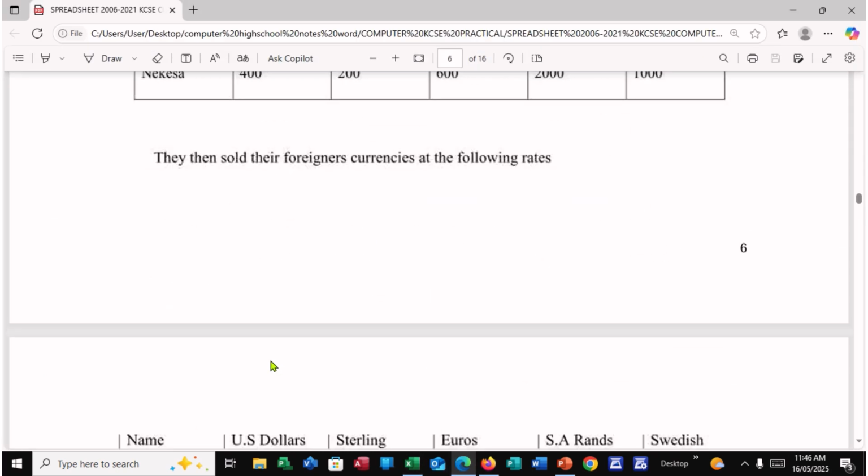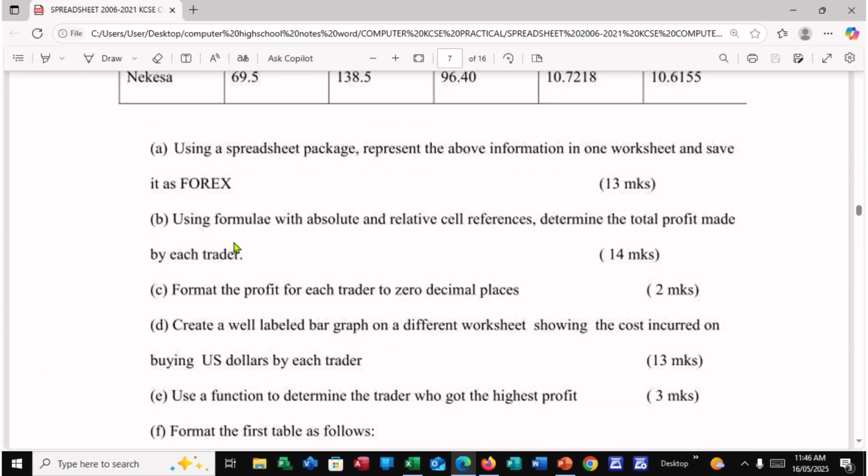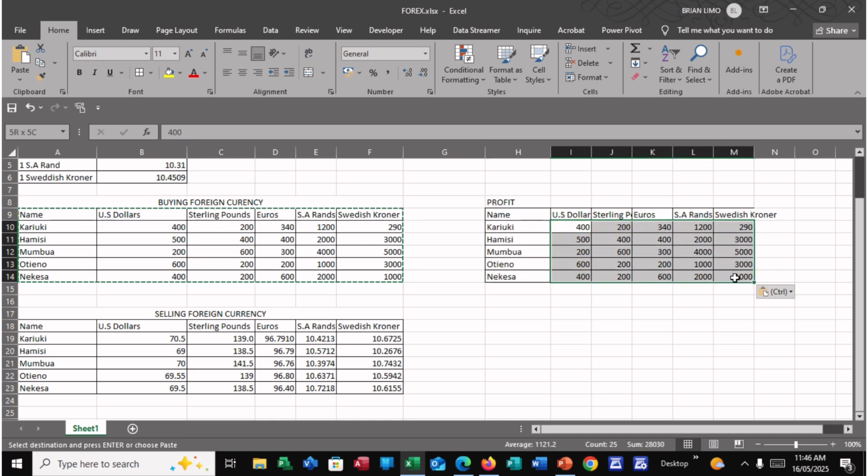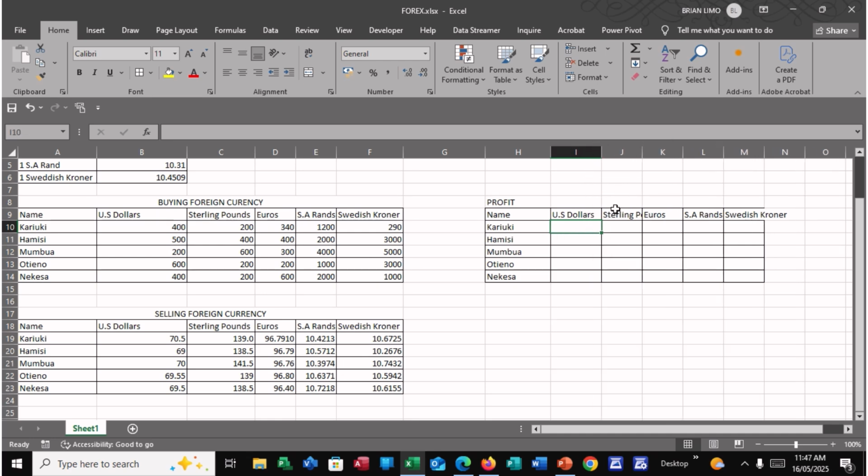So we read the question now. Using a formula with absolute and relative references, determine the total profit made by each trader. So we create here a table, profit, and then I copy all of this first. I'll delete some contents. I just paste it here like that. I don't want the contents here. We want to know the profit made by Karaoke in US dollar, the profit made by Hamisi in US dollar, like that. How can you do it? You can check together.